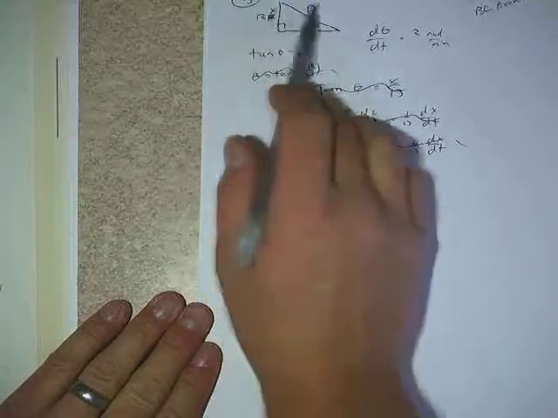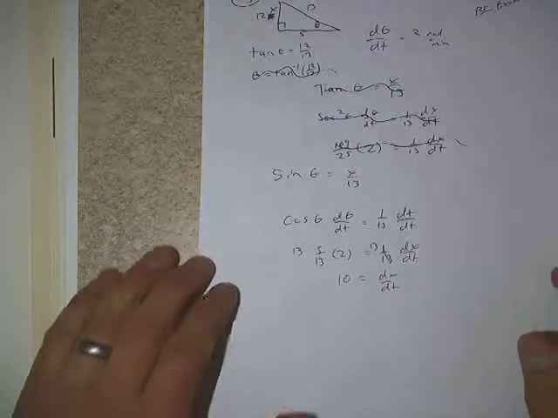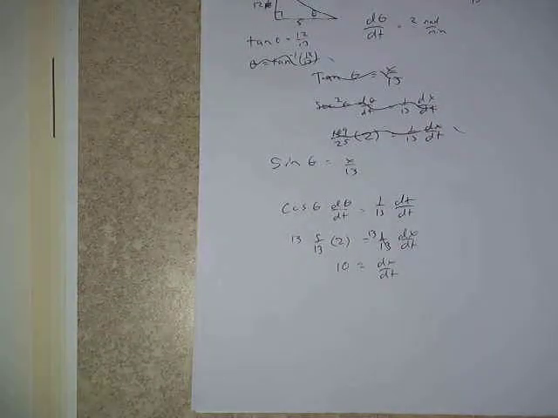All right. So again, the relationship that we want to look at is the fact that theta, x and 13 are related. So opposite over hypotenuse, not opposite over adjacent, so not tangent. All right. Questions on that one?